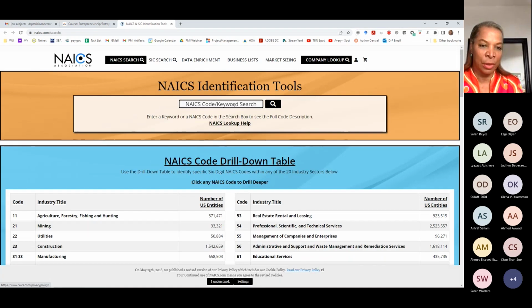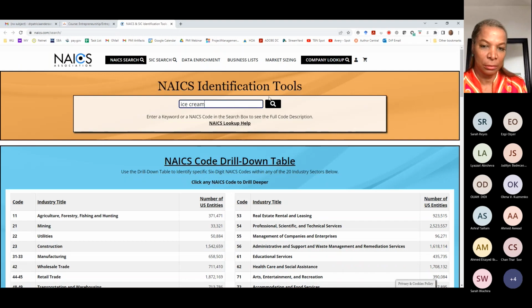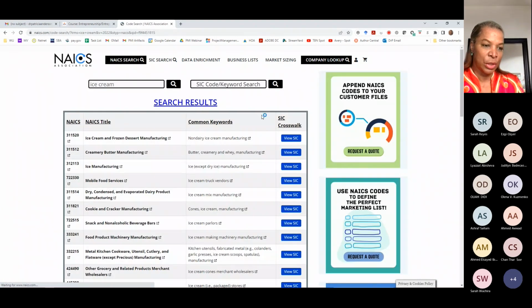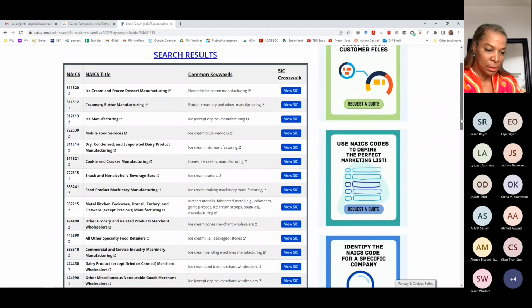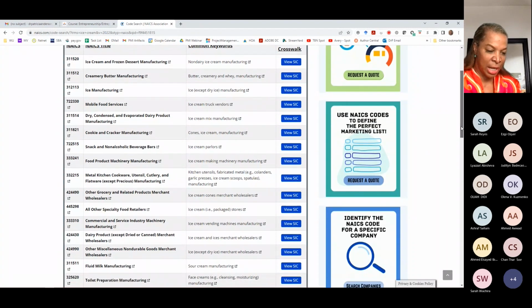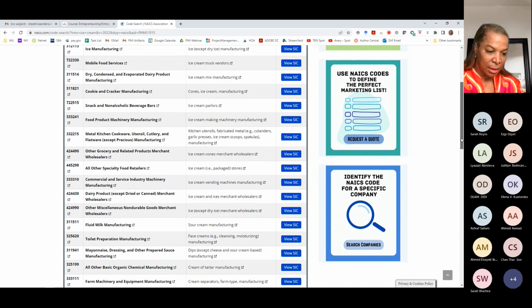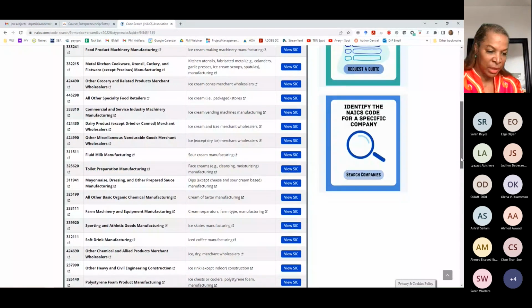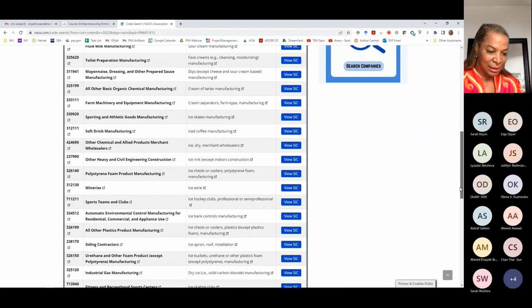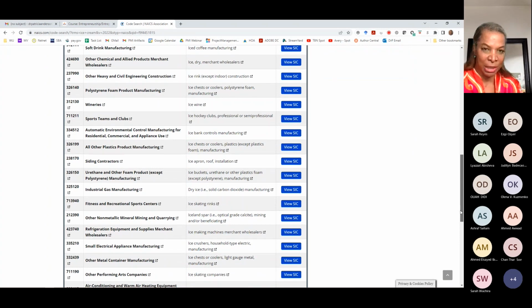So let's say, for instance, I want to go into ice cream. So it shows you all of the industries that are related to ice cream. Okay. So let's go down and see what else we got here. So lots of different industries. So you've got to really become specific. All right, so let's see what else we have here. Got soft drink, wineries, a lot of things related to ice and cream, because I've got two words.